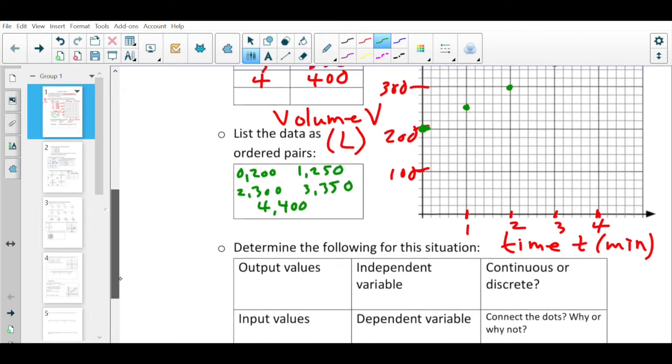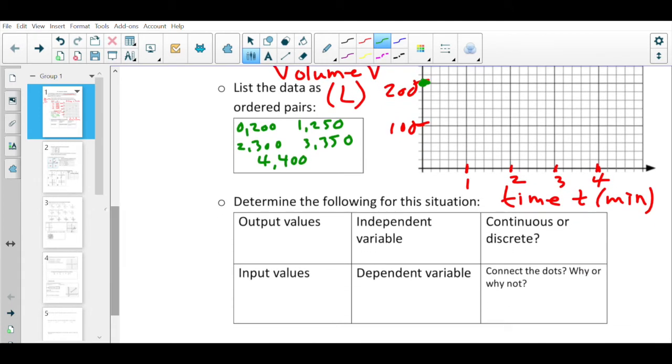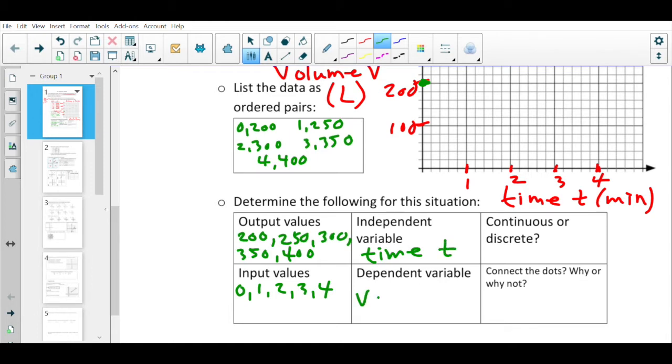Okay. Determine the following for this situation. What are the output values? Those are all your volumes. So 200, 250, 300, 350, and 400. Your input values are all your time T, minutes. 0, 1, 2, 3, and 4. Independent variable is time T. Don't forget that variable, T. Dependent variable is volume V.